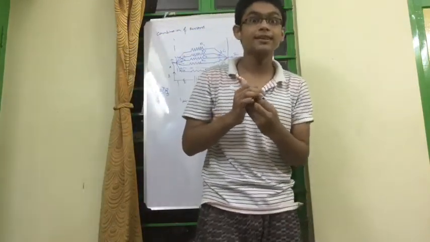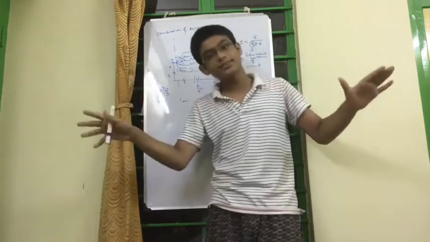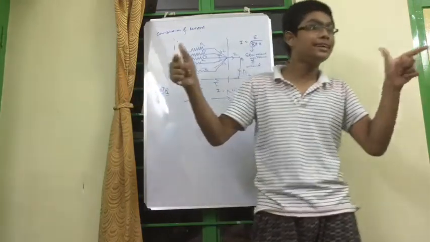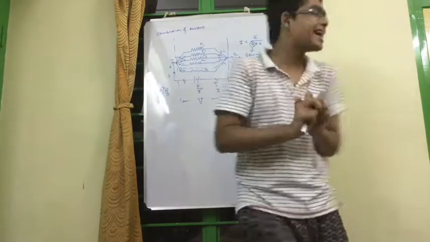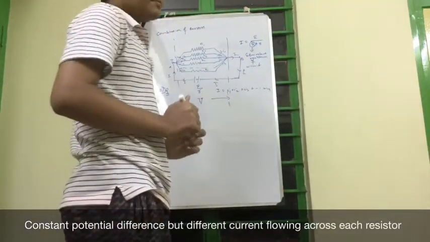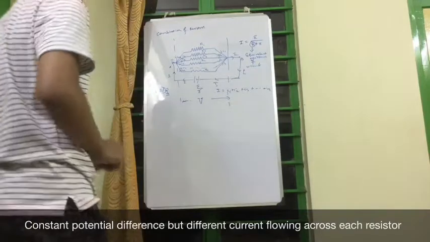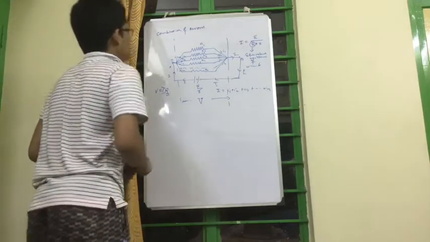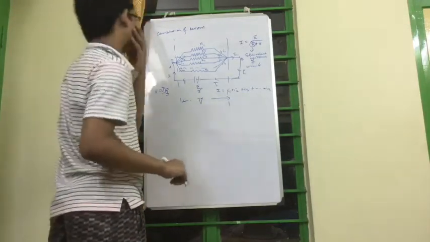In series combination, the amount of current that is passing is constant, the potential difference being different for the resistors. But in this case, the potential difference is the same. The amount of current differs. So let us find the equivalent resistance in this case.